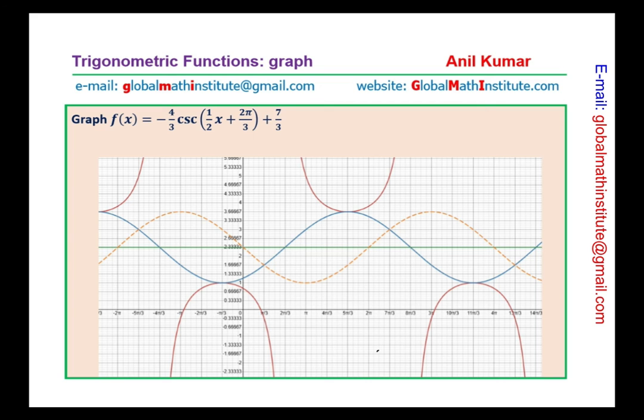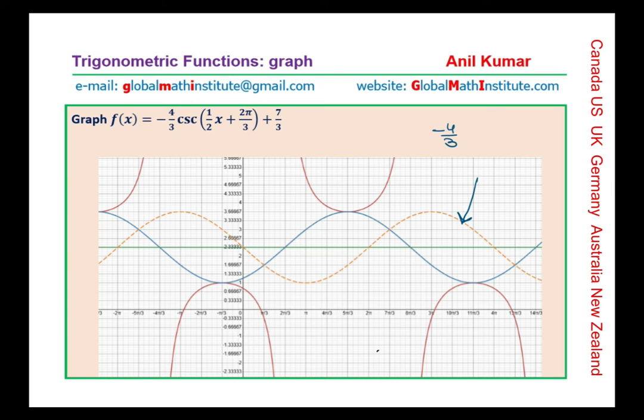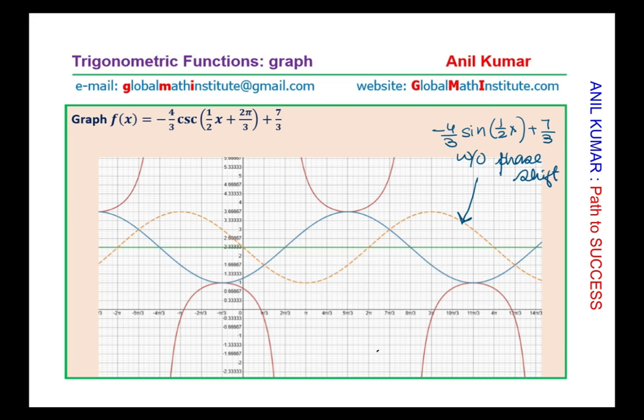Once again, the graph in orange shown here is the graph of the sine function, which is minus 4 by 3 sine of half x plus 7 by 3. So this is without phase shift. Perfect. So without phase shift, this orange line is easy because we inverted it, correct? And took our 5 critical points and sketched the graph.